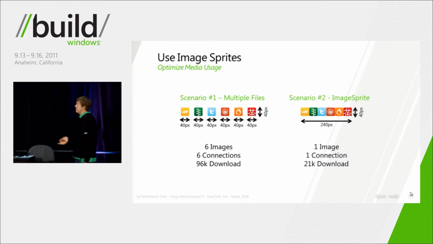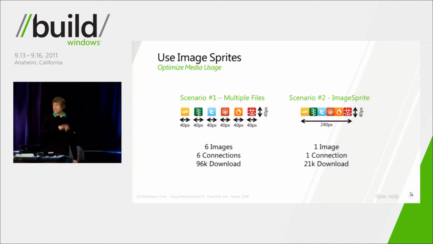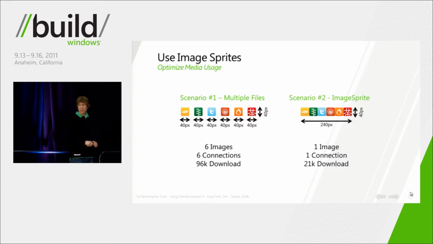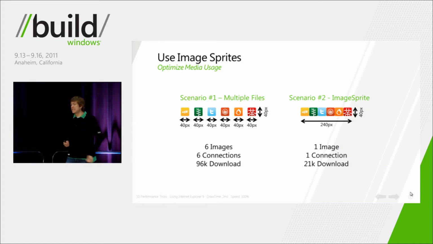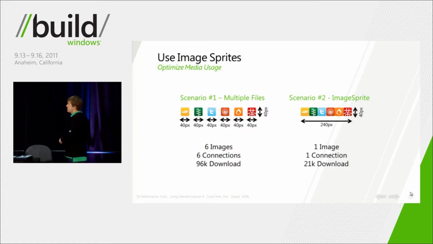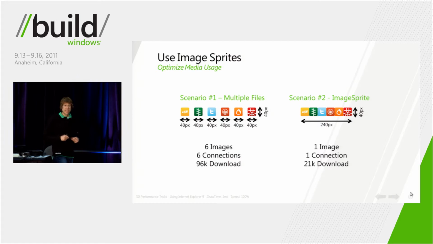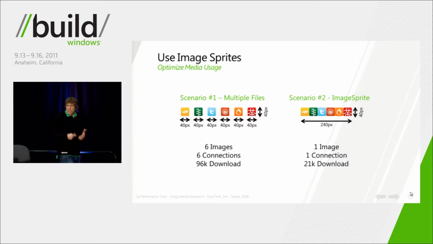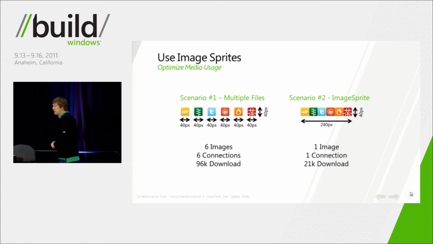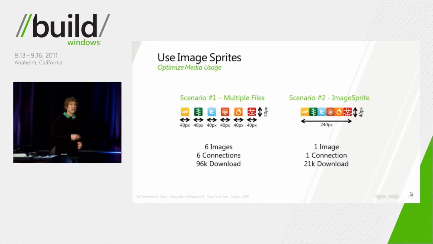When possible, use image sprites. I'm sure many of you are familiar with image sprites. But on the left, we have scenario 1 where we have 6 images. Each of these images is a separate image in the page, which means it has to be downloaded. You have 6 connections to download these images. They're all being downloaded in parallel. 96K of total images are being downloaded. In scenario 2 on the right, I've taken these 6 images and put them into a single image strip. And I can use CSS or another mechanism to just lay out the appropriate image on the site. You'll see that I have one image, one connection to download that image, and I'm only downloading 21K.